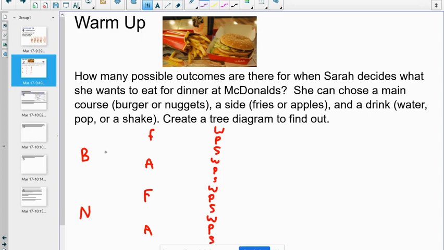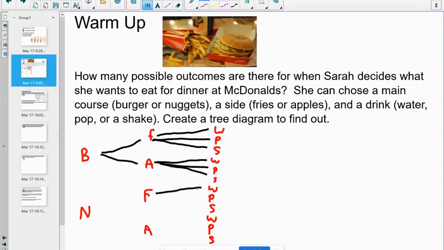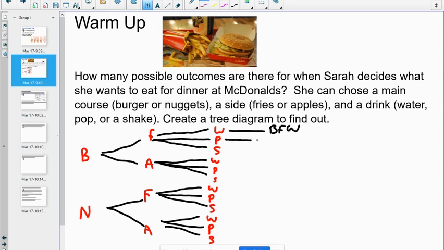I'm going to draw these lines connecting them to help us make our outcome list here. So your outcomes here of burger, fry, water, burger, fry, pop, burger, fry, shake. I'm going to do that all the way down. Again, this should be review from yesterday.